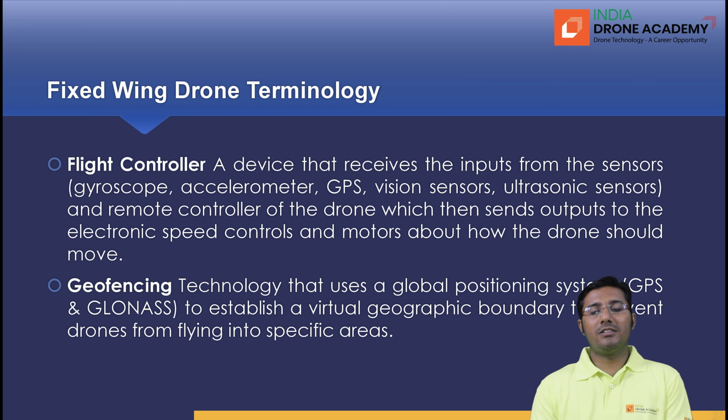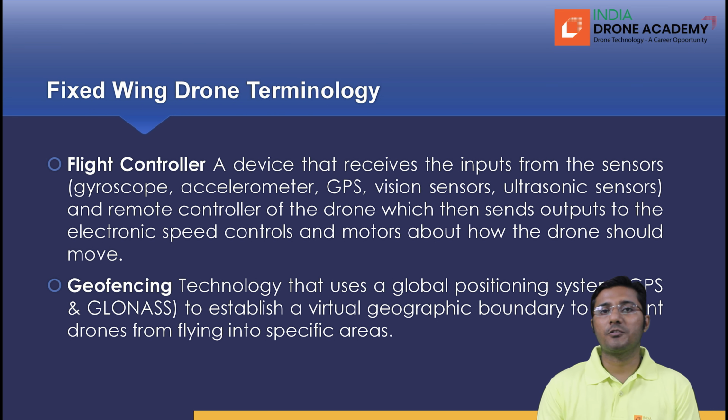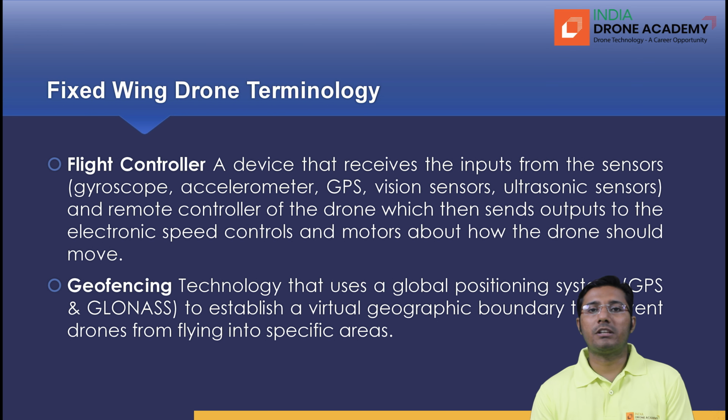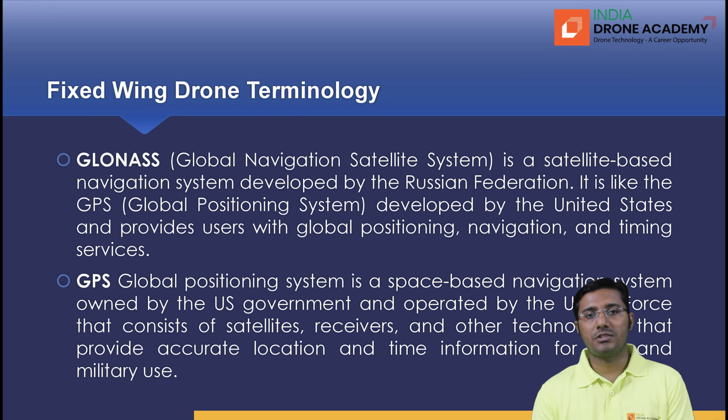Geofencing. This could be a new term for you. The term geofencing refers to restricting the movement of a drone within defined dimensions of airspace. This geofencing technology uses a global positioning system or GLONASS, global navigation satellite system, to establish a virtual geographic boundary to prevent the drone from flying into specific areas.